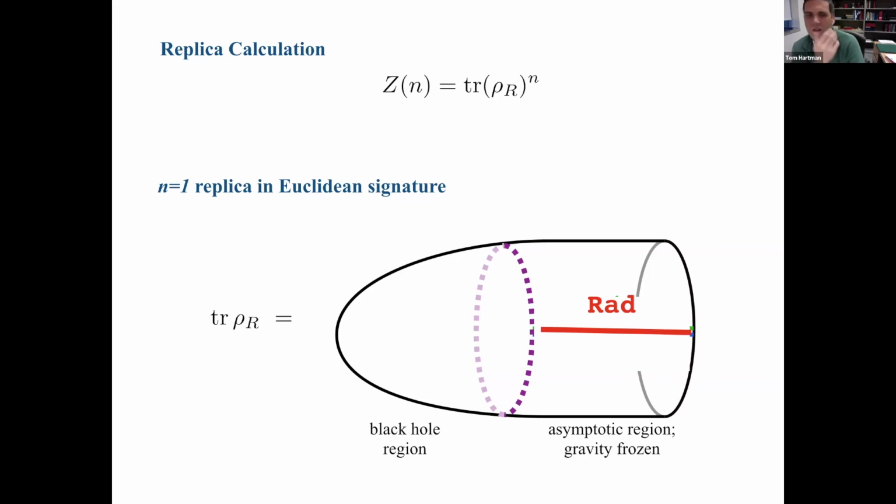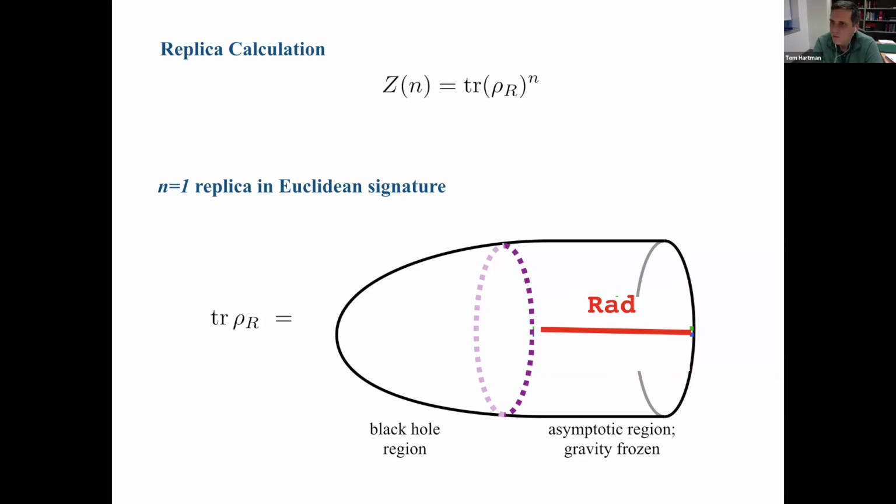This is exactly the picture that I drew by hand at the end of part 1. Rho sub R is the density matrix of the radiation region. So what we need to do is the path integral with the thermal boundary condition and a cut on the region R. Then in the semi-classical approximation, the solution that dominates the path integral will be the Euclidean black hole.